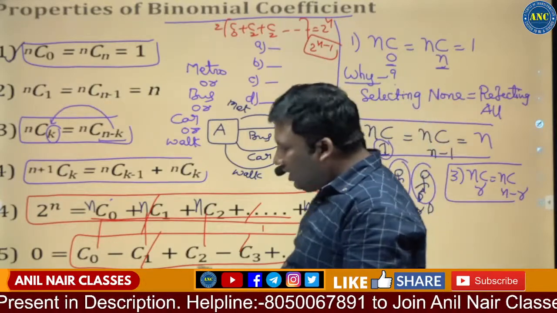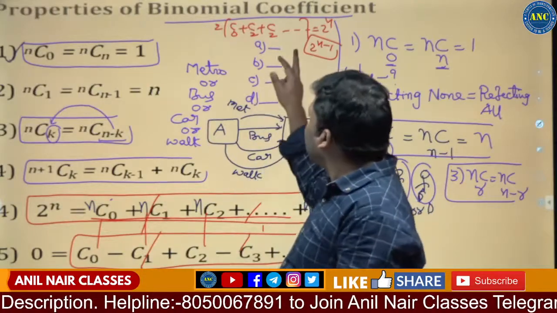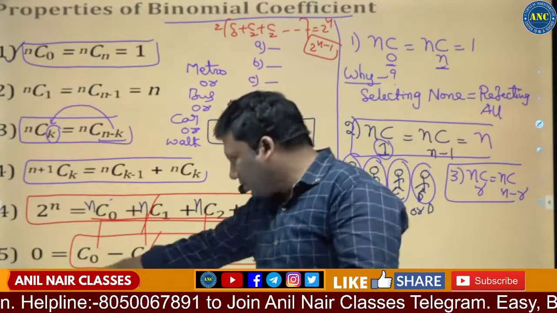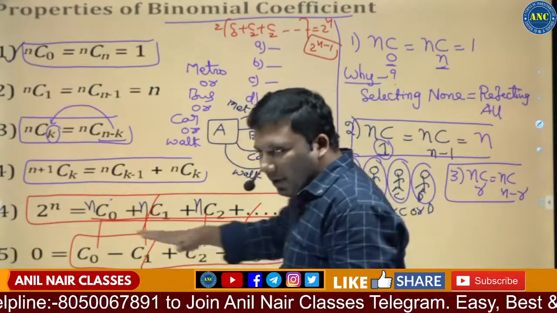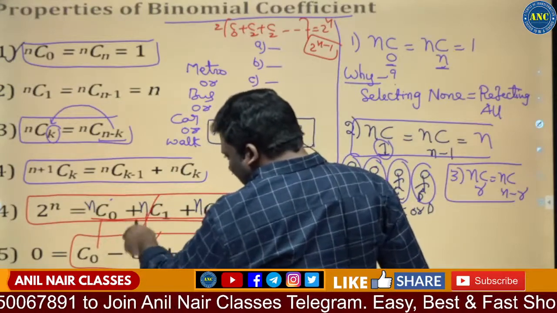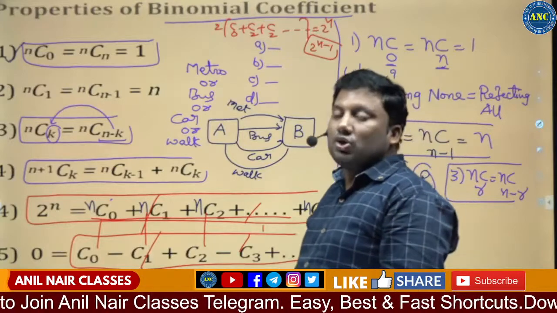Sum of the even coefficients is given by 2 power n minus 1. Similarly, if you subtract, C0 will get cancelled, and the sum of the odd coefficients is also given by 2 power n minus 1.